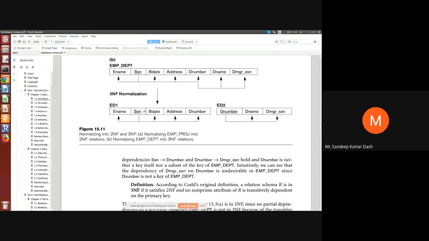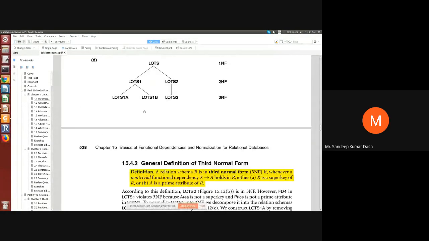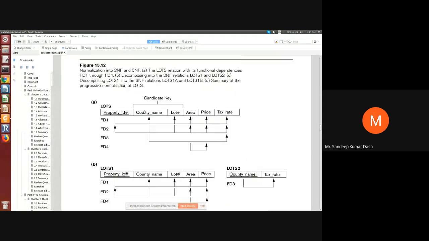Similarly, in this case, tax rate, price, area, lot number, county name, all are dependent on property ID, which is indivisible. So this one is full functional dependent. Now is this according to the rule of 2NF or not? 2NF says that every non-prime attribute, forget about these two because these are prime attributes, you have to only take care of these three. Every non-prime attribute should be full functional dependent on the primary key.